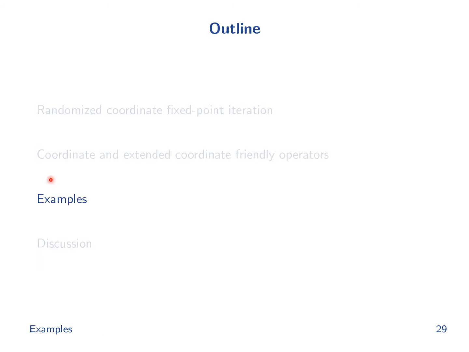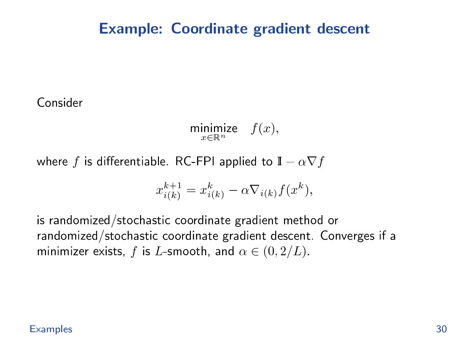Next, we provide some more complicated examples of coordinate-friendly or extended coordinate-friendly operators, some of which are not that obvious. Our first example is coordinate gradient descent. Consider minimizing a differentiable function. We apply RCFPI to the gradient descent operator. It amounts to choosing a block of coordinates and updating that block. This method is called randomized or stochastic coordinate gradient descent. According to our theory, it converges if a minimizer exists, f is L-smooth, and the step size alpha is no more than 2 over L.